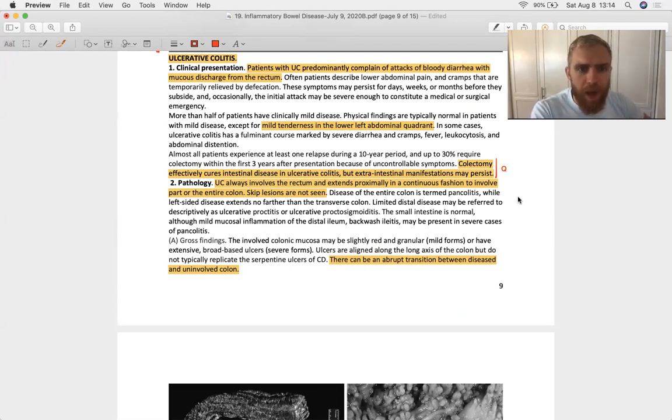So ulcerative colitis always involves the rectum and extends proximally in a continuous fashion to involve part or the entire colon. Skip lesions are not seen. So that's the question stem. They're not going to ask you about ulcerative colitis without telling you it's starting at the rectum and proceeding upwards, or it's not in the small intestine, or it's one continuous lesion. They have to tell you something like that. Otherwise, you have no clue what the diagnosis is.